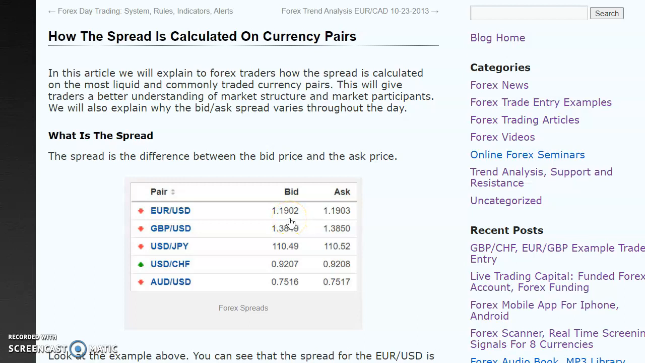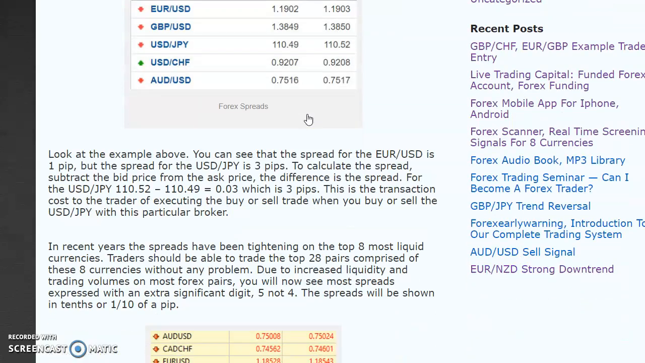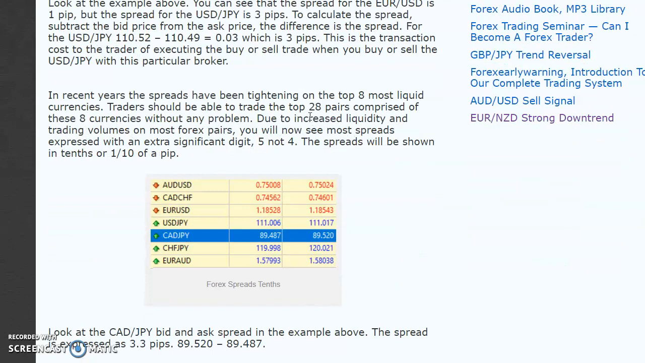You can see on the Euro USD that if you have 4 digits to the right of the decimal point, the spread is 1 pip. So you can see that 1903 minus 1902 is just 1 pip, okay? But look on the USD yen, once again, you have 5 significant digits altogether, okay? So 52 minus 49, that's going to give you 0.03, which is 3 pips. So it's 3 times the spread of the Euro USD, which is a very liquid pair, the most liquid pair of all currencies out there.